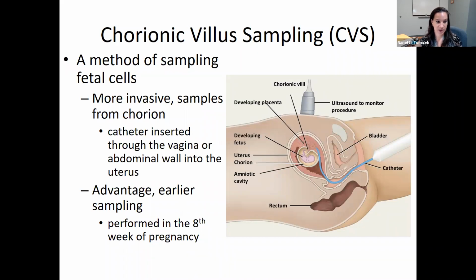And you're actually grabbing a little bit of baby cells. So again, we've got baby here. This is about an 8-week-old embryo, very tiny at this stage. And again, remember, the chorion is baby's contribution to the placenta. So the chorion cells are baby cells, not mom cells. So you can take a catheter inserted vaginally and just grab a couple of these little cells, and then you can test them. Now, why would you want to do that?